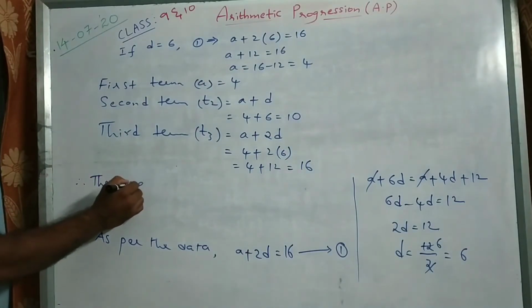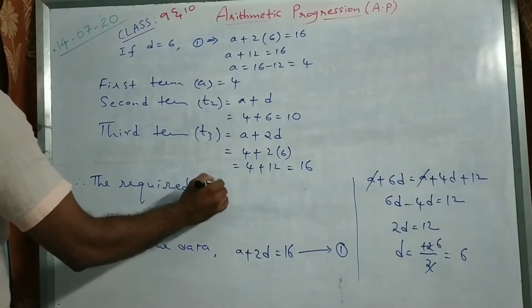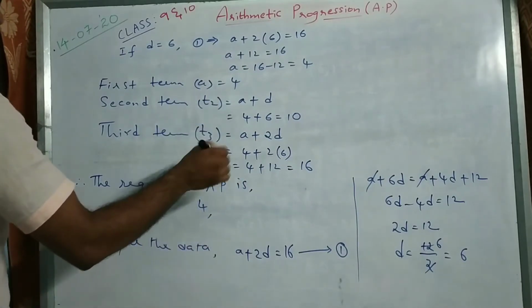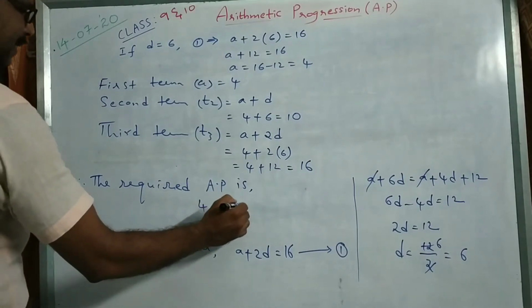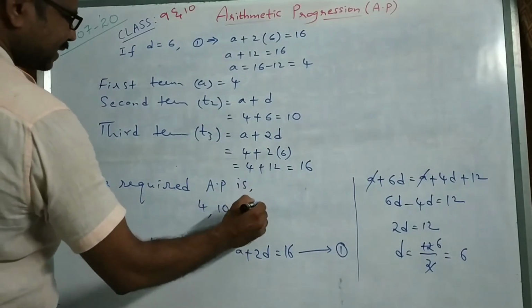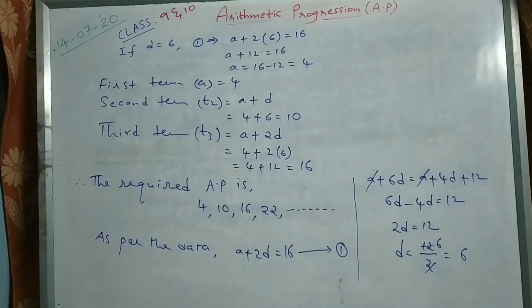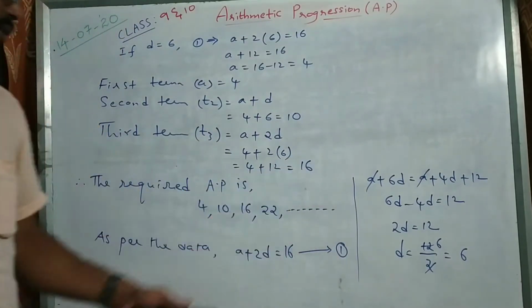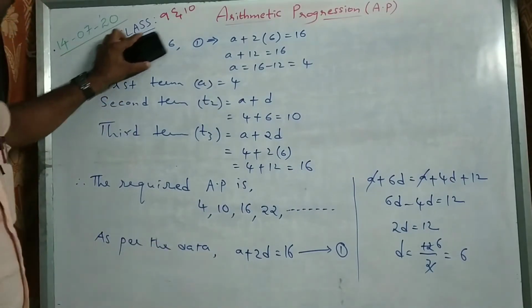The required AP is, they asked us to find the AP. Required AP is, first term is 4. Add common difference 6, 10, plus 6, 16, plus 6, 22, like that, and so on. So what is our required AP here? 4, 10, 16, 22 and so on. This is the way we do the problem. Okay? Thank you.